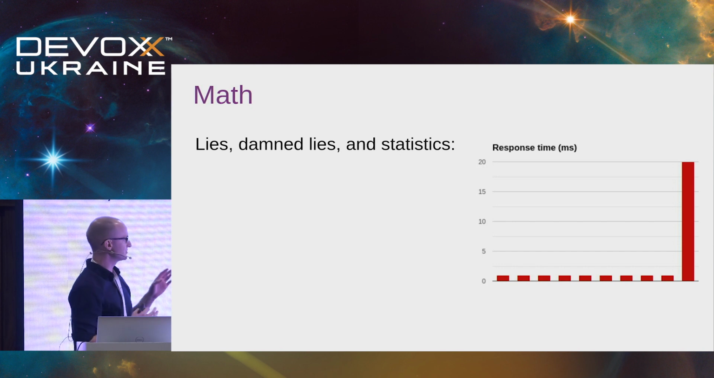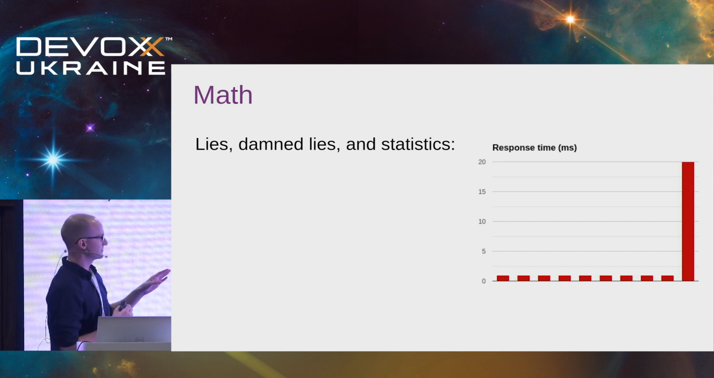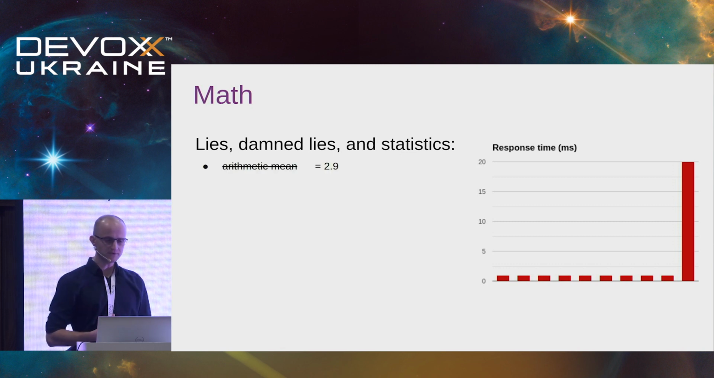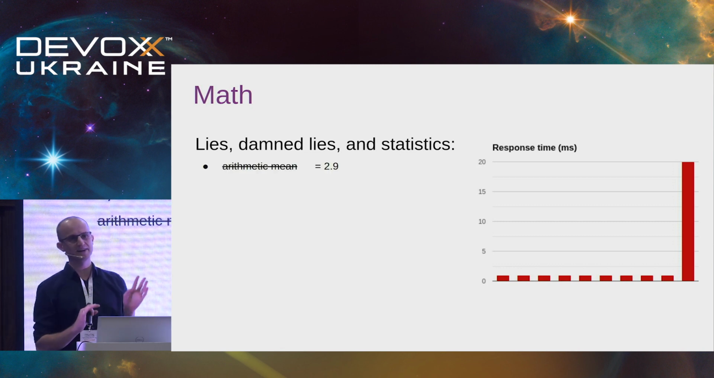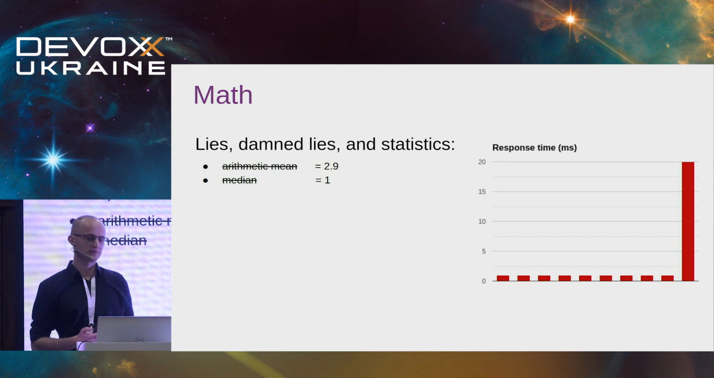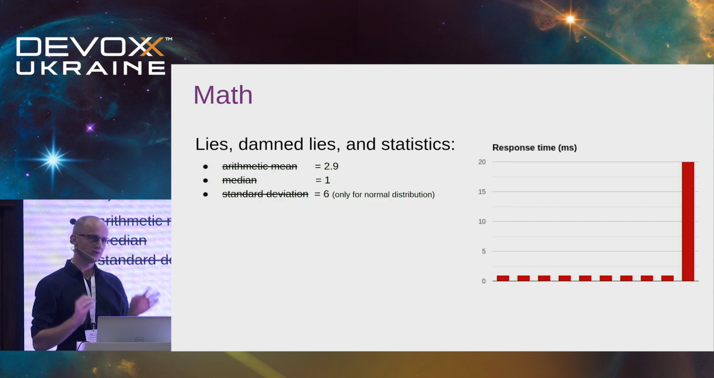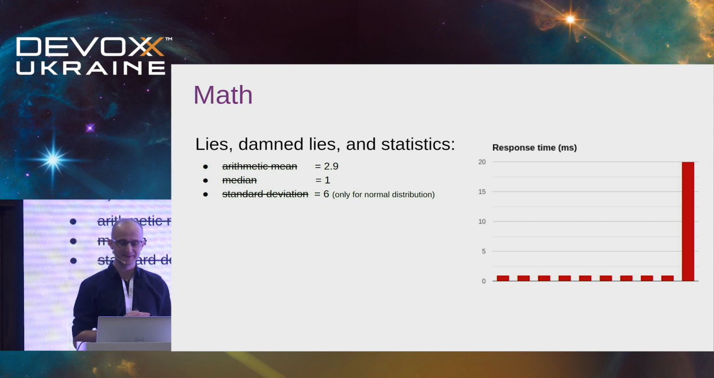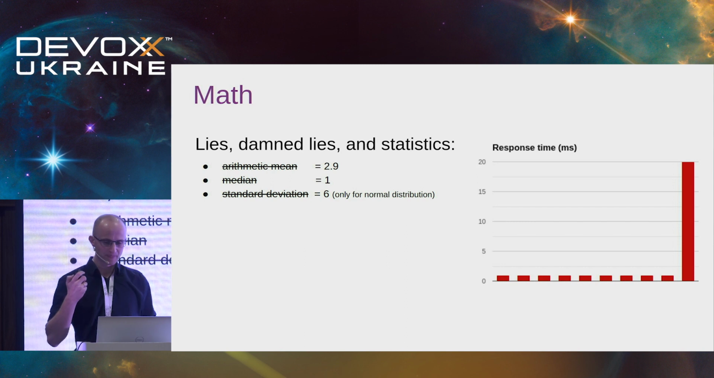So let's say that you have a chart with response times like on the slide. And clearly, there's something wrong with the last response. So if you use only arithmetic mean, basically arithmetic mean is useless. It's not possible to spot a problem using only arithmetic mean. Median, even more useless. Standard deviation, also useless. Standard deviation is okay only for normal distribution. And in case of IT systems, normal distribution is not so common. Actually, I would say it's really, really rare to have it.